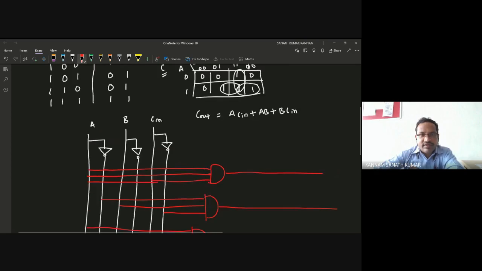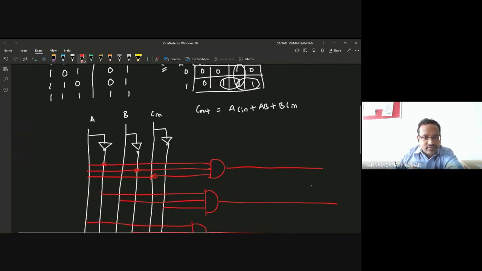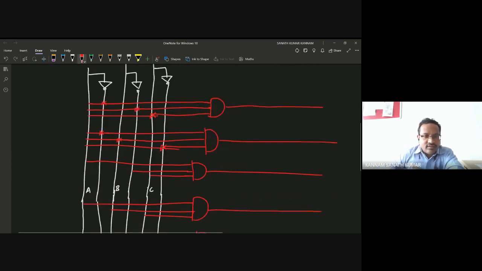So my first expression is A bar B bar CN. So this is A bar, this one is B bar, and this one is CN. And next, A bar B CN bar. So this makes, I'm making the fuse. I'm making the connection. A B bar CN. So A, and next B bar CN.